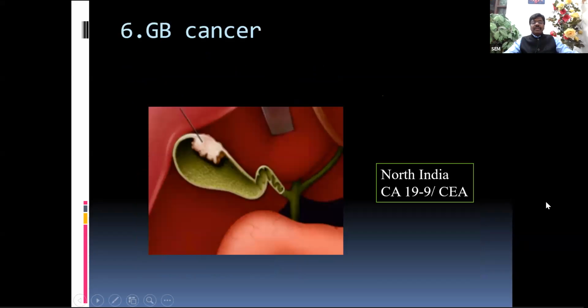What else can happen? Rarely, especially in northern India, if there is a stone in the gallbladder for a long time, it can be a precursor for developing gallbladder cancer. So they can develop a gallbladder tumor. And what is the finding that will indicate this? The ultrasound imaging will show thickening in the gallbladder wall, or a CT scan, or you may use a tumor marker. What is the tumor marker for gallbladder cancer or pancreatic cancer? If anybody asks you, you can tell that it is CA19-9.